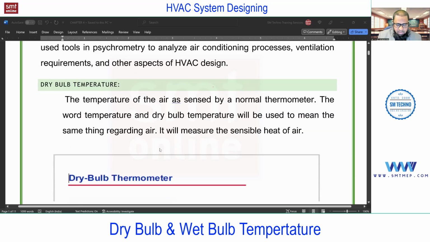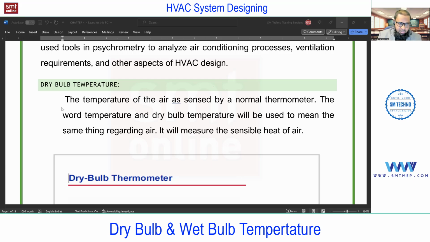There are different properties of air. First, we'll start with the dry bulb temperature. If you look at the list, first is the dry bulb temperature. Second is the wet bulb temperature. Then we have the dew point temperature. No need to write, everything is in the notes. Then we have relative humidity, then humidity ratio, and then we'll talk about the enthalpy of air.